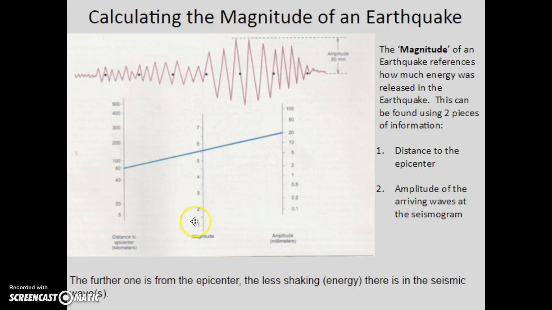Now, the magnitude here is generally associated with the Richter scale. The further one is from the epicenter, the less shaking or the less energy there is in the seismic waves. Therefore, it would have a smaller magnitude at a greater distance. As this goes down, its magnitude would go down, and if you decrease this side, the numbers go down as well where it crosses through.